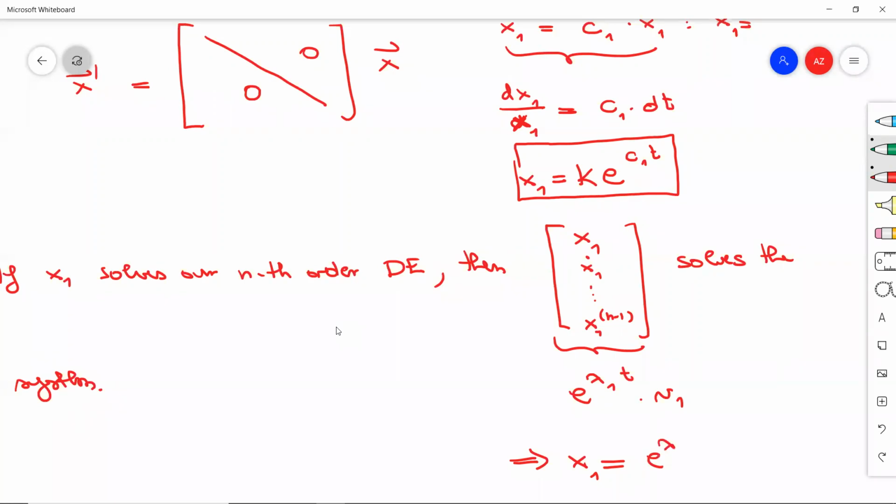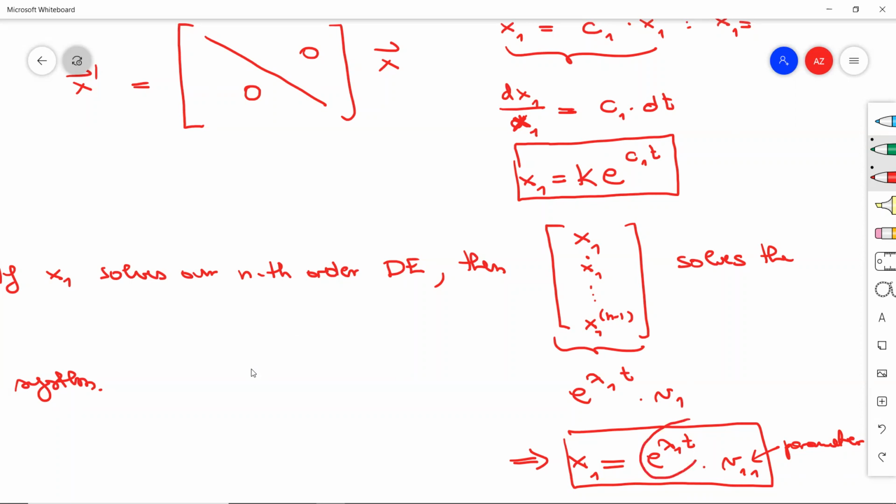Yes, e to lambda 1 t times the first entry of v1, which is some real number, some constant. So here we have some v11, and this v11 is just some constant, so it's a parameter. This means that we really only need to compute the roots of the characteristic polynomial, and then the solutions are those e to lambda 1 t parts, and we don't need to care about the eigenvectors.